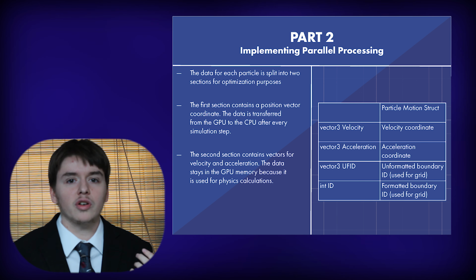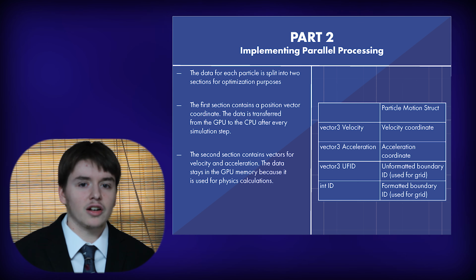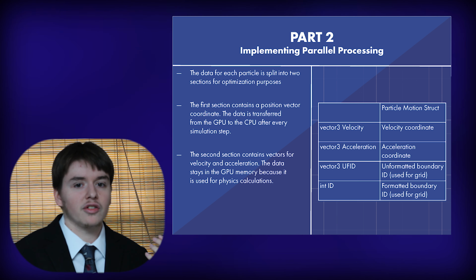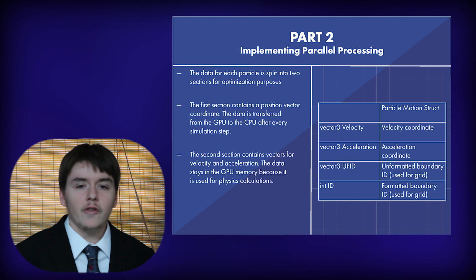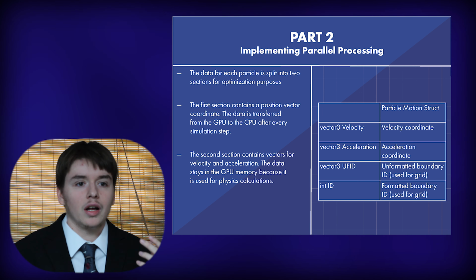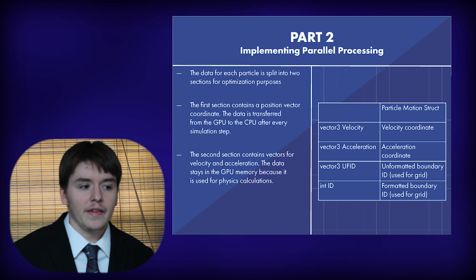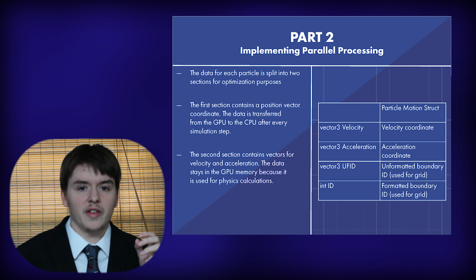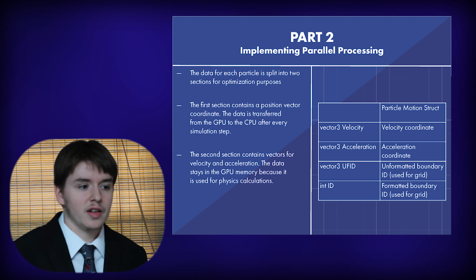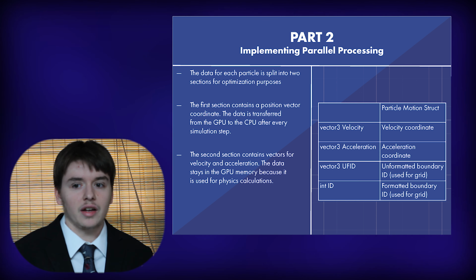So, in order to optimize having to transfer particle data that's been calculated in the GPU back to the CPU, we actually split each particle into 2 sections. The first section contains just a position vector coordinate that basically indicates where the particle is in the environment. And this data is transferred over from the CPU to the GPU, calculated, and then transferred back to the CPU every simulation step.